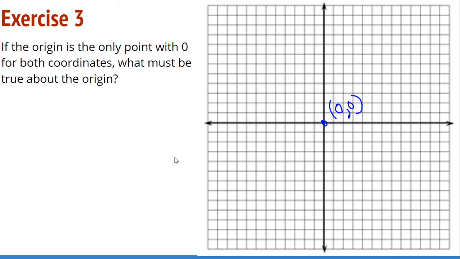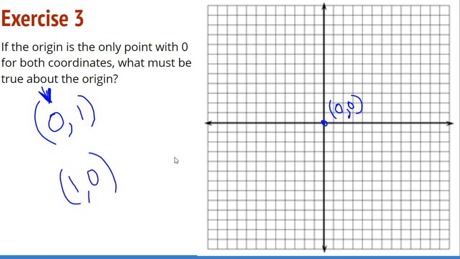Well, if we know that a point that has 0 for the x-coordinate is on the y-axis, and a point that has a 0 for the y-coordinate is on the x-axis, I combine those two things and say the origin is on both axes. It's on the x-axis and on the y-axis. It's on both of them, and it's the only point that is on both of them.